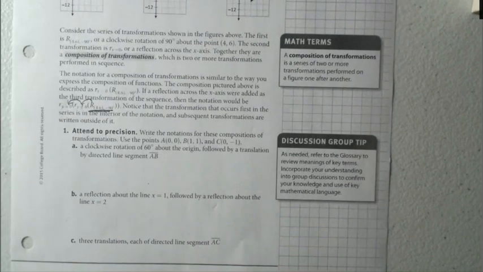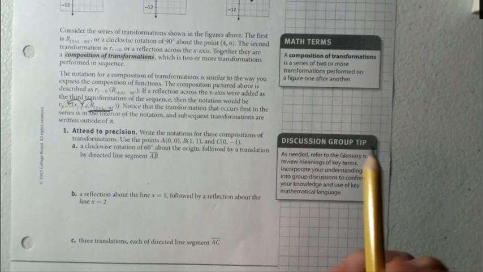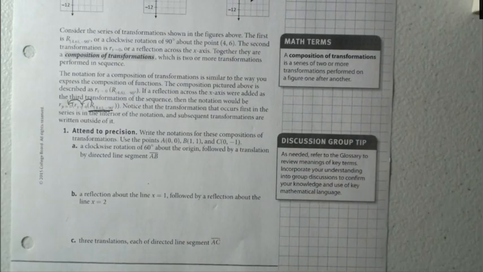Question number 1 is our first problem. It says, write the notation for these compositions of transformations. Use the points A (0, 0), B (1, 1), and C (0, -1). A, a clockwise rotation of 60 degrees about the origin, followed by a translation by directed line segment AB. B, a reflection about the line x equals 1, followed by a reflection about the line x equals 2. And C, 3 translations, each of the directed line segment AC.